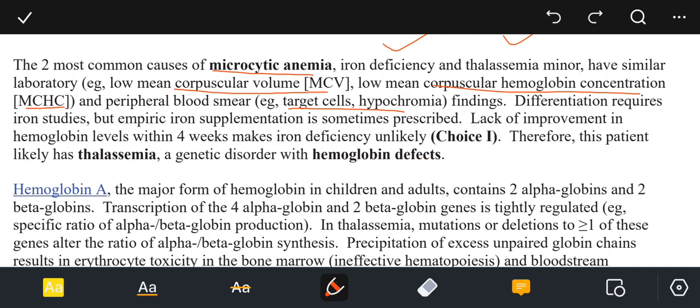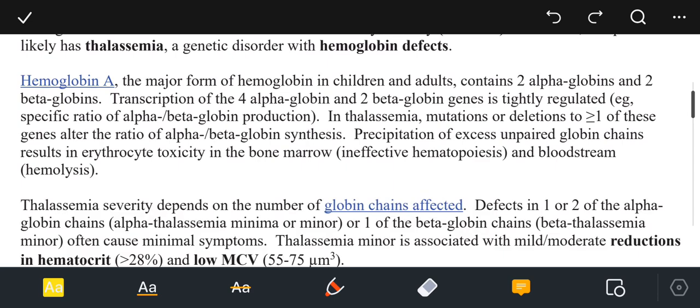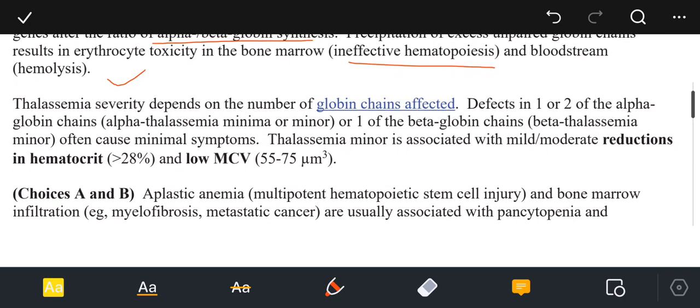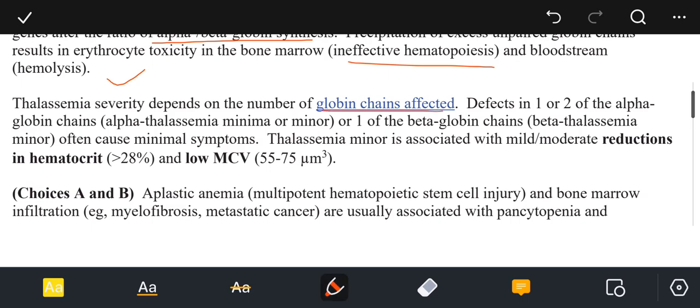Then we have hemoglobin A, the major form of hemoglobin in children and adults, which contains 2 alpha globins and 2 beta globins. Transcription of 4 alpha globin and 2 beta globin genes is tightly regulated, for example, a specific ratio of alpha to beta globin production. In thalassemia, mutations or deletions of one or more of these genes alter the ratio of alpha to beta globin synthesis. Precipitation of excess unpaired globin chains results in erythrocyte toxicity in the bone marrow, ineffective hematopoiesis, and bloodstream hemolysis. Thalassemia severity depends on the number of globin chains affected. Defects in one or two of the alpha globin chains, alpha thalassemia minima or minor, or one of the beta globin chains, that is beta thalassemia minor, often cause minimal symptoms.